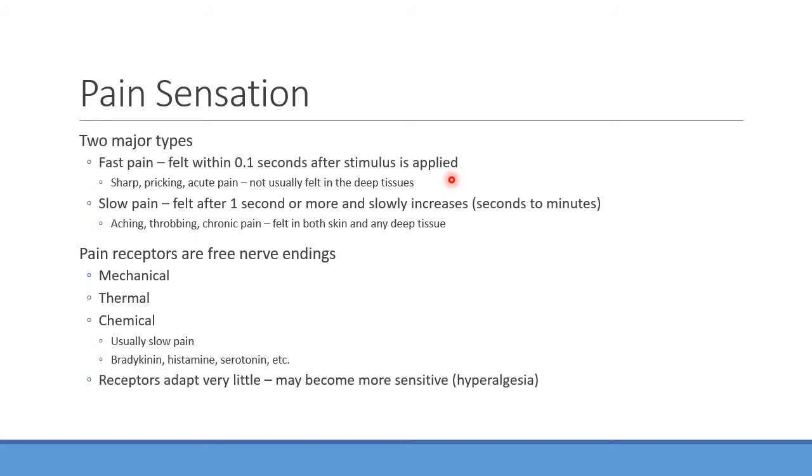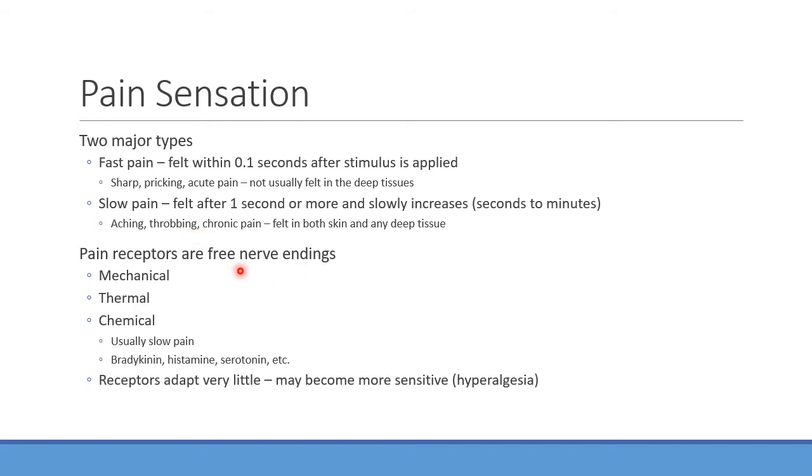Versus a slow pain, which is usually felt after greater than a second, and typically builds up slowly over time. It's a little more gradual than a fast pain signal. Again, this is going to be more of those aching, throbbing, chronic pains. Usually when you hear someone complaining of deep abdominal pain or some kind of visceral organ pain, this is what they're referring to, that slow pain that develops there.